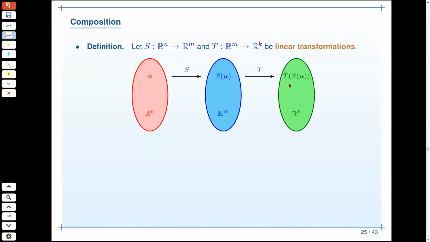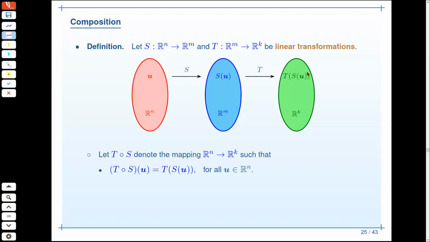So again, we have the vector u in Rn, which can be sent by S to Su, then can be further sent by T to T of Su. So that is the function mapping on the left. We can again put the circle sign between them, but pay attention to the order. T circle S is the mapping from Rn to Rk that sends u directly to T of Su. The function is applied on the left, and this is known as the composition of T with S.